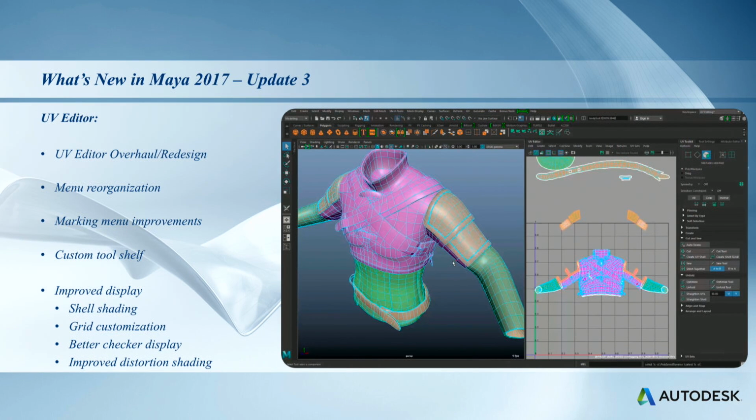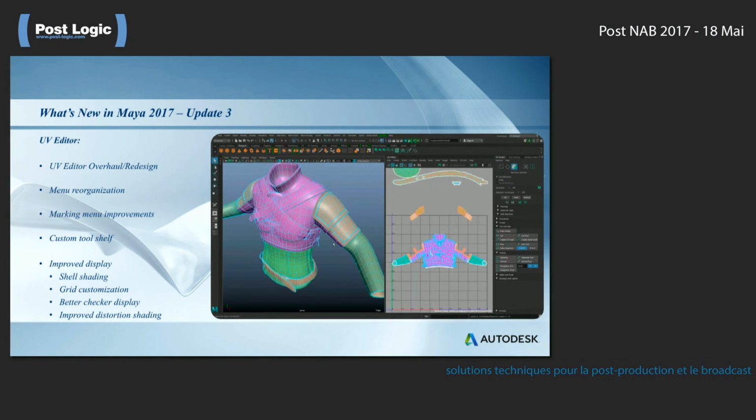So on the UV editor side, we have done a very nice overhaul to the whole interface. Pretty much everything's new. As you can see, we have new menus. Marking menus have been improved a lot. Shell shading, great customization. We have better checker display and improved distortion shading as well.